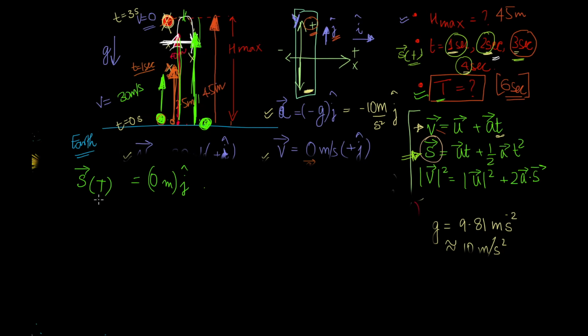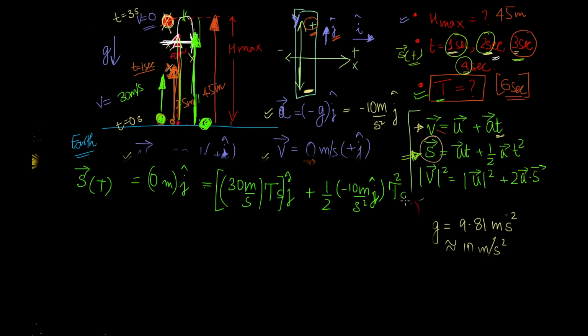So we want to solve for t when s is 0. This is what we're trying to do. Again, we put in the values that we know. U is 30 meters per second. T is capital T seconds. Only U points in the j, but the product of both of them still points in the j. Plus half of negative 10 meters per second square, and that also points in the j direction, so nothing strange with that. And you have t square, second square to go with that.